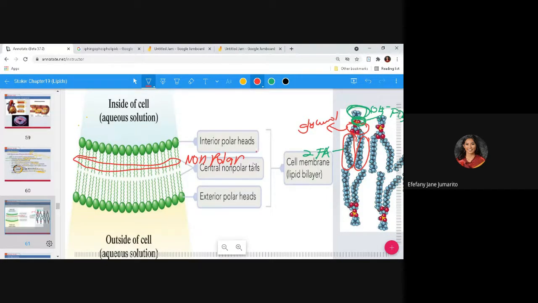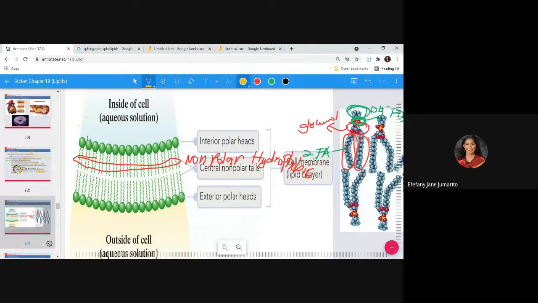So non-polar or hydrophobic. Hydrophobic. Ma'am, fatty acid. Yes, kanang ikog niya, duha ka buok. So isa ka ito, isa ka phospholipid.